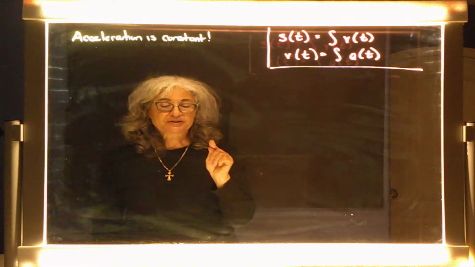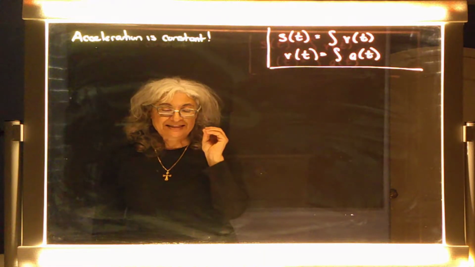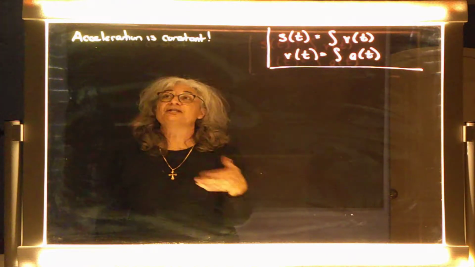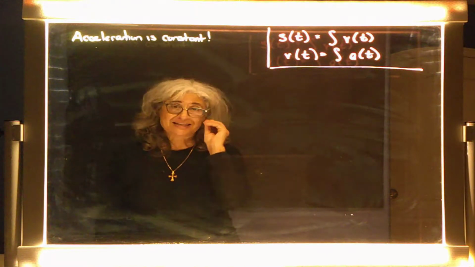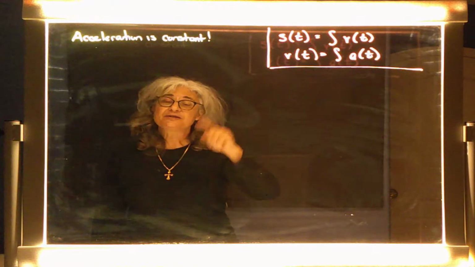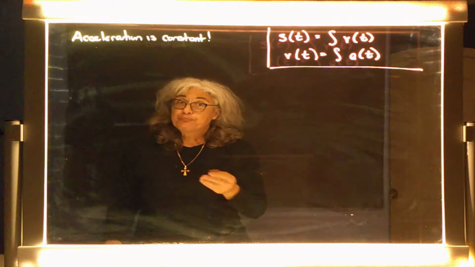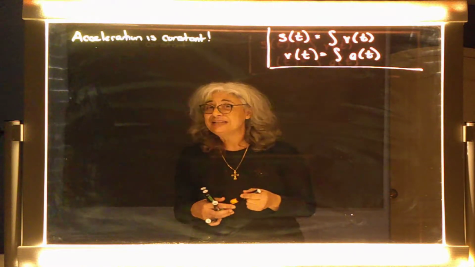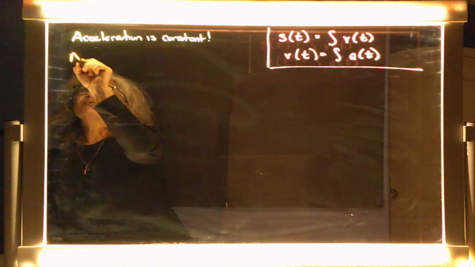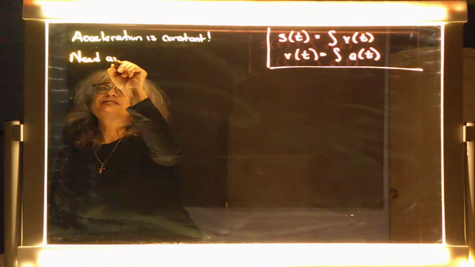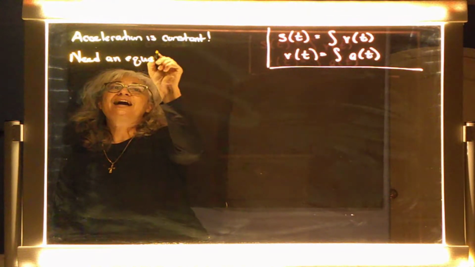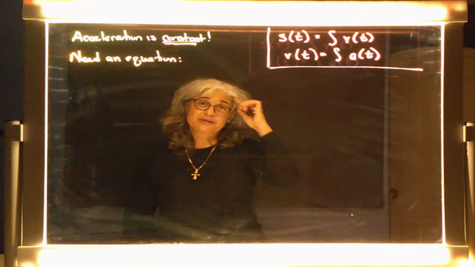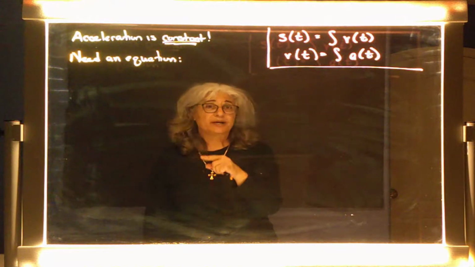The one thing they told us in the problem is that this motorcyclist accelerates at a constant speed. So I know that acceleration is constant. And that reminds me of a linear equation. One of the things that we don't have is an equation. So right now, we actually need an equation. So I'm going to write that down. Need an equation. And the fact that this tells me it's constant tells me I'm dealing with a linear equation.